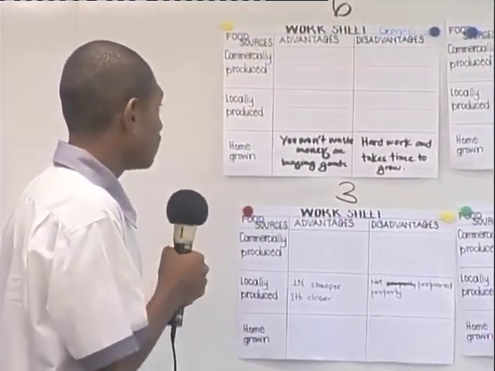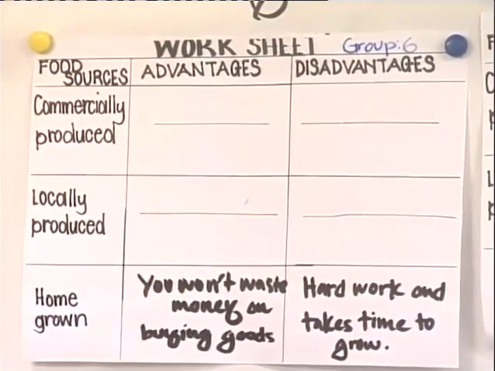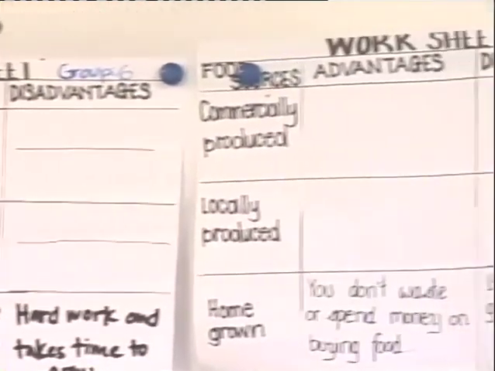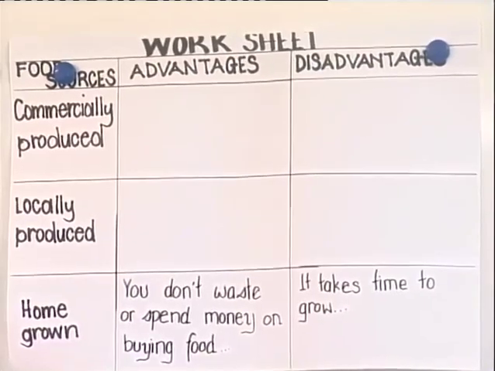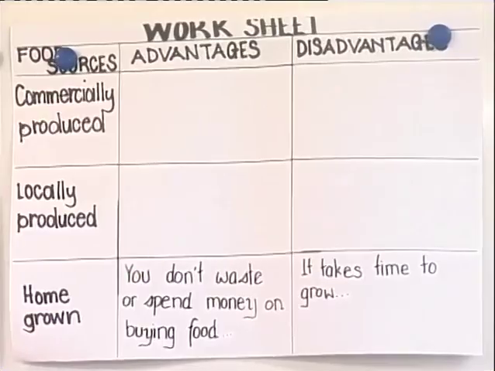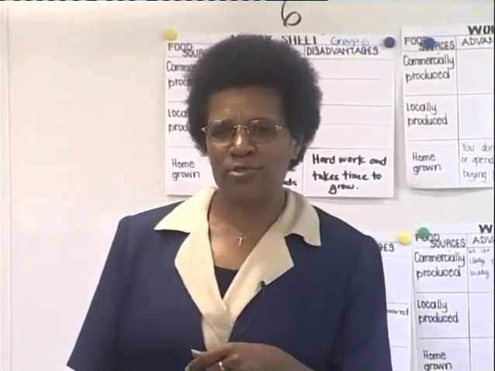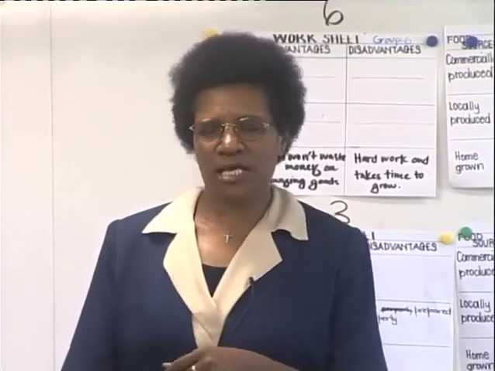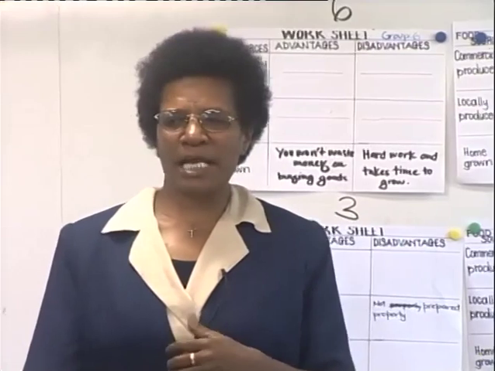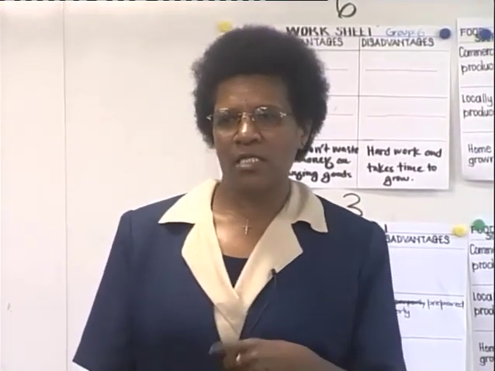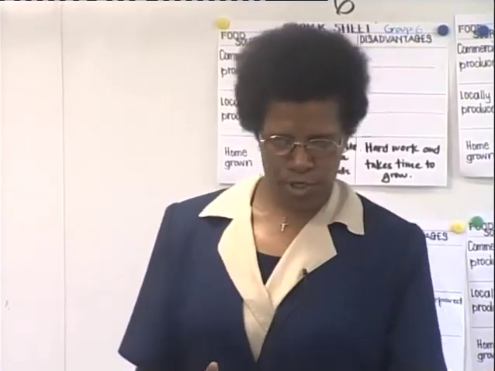Advantages of homegrown is you won't waste money on buying goods, and disadvantages is it's hard work and takes time to grow. The other advantage is you don't waste. It's just the same thing. Very good, thank you. So now by the end of this lesson, you should be able to know the advantages and disadvantages, the good things about the 3 places where food is produced, and things that are not good about those 3 places where food is produced.